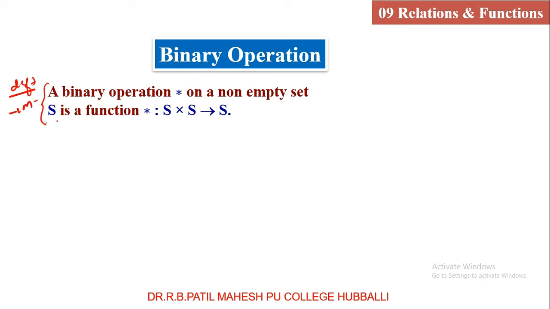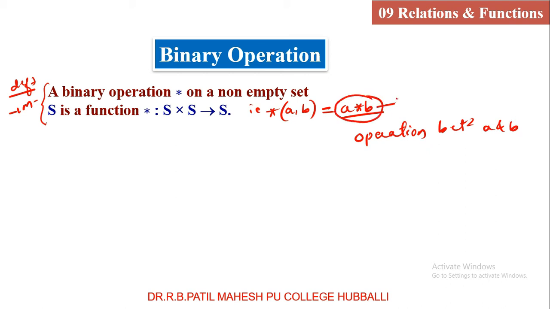A binary operation star on a non-empty set S is a function star from S cross S to S. That we denote as star of (A, B) is equal to A star B. So A star B means there is an operation between A and B. Remember, this A star B is a unique element. It is one element. A star B, operating between A and B, gives us a unique element. So these are the basic points that you remember on this binary operation.